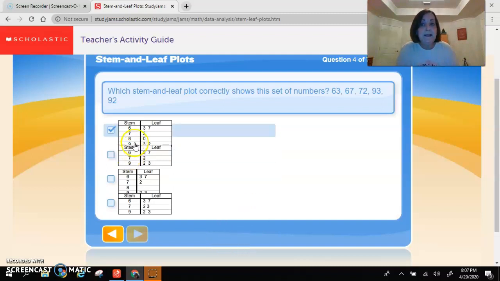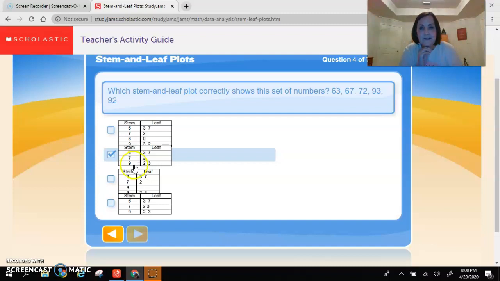So we can see that they did include the 8 10s on the first graph. However, they put a 0 as the leaf. So if they put a 0 as a leaf, they're saying that we have the number 80 represented in our data. And we do not have an 80 here, so we can eliminate this answer choice. We can also eliminate the next answer choice because they don't have the 8. Remember, it's supposed to be in order and even the missing digit. So if we have 6, 7, what comes after 7? 8. So we have to include it, and they did not.